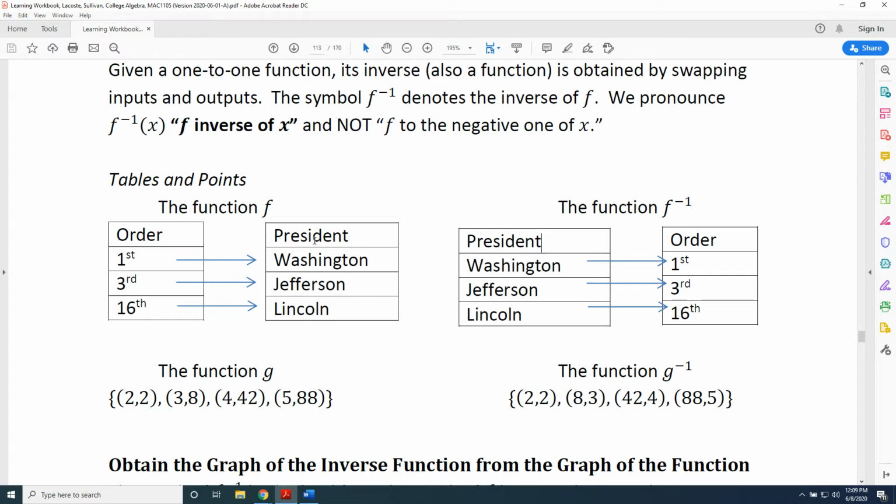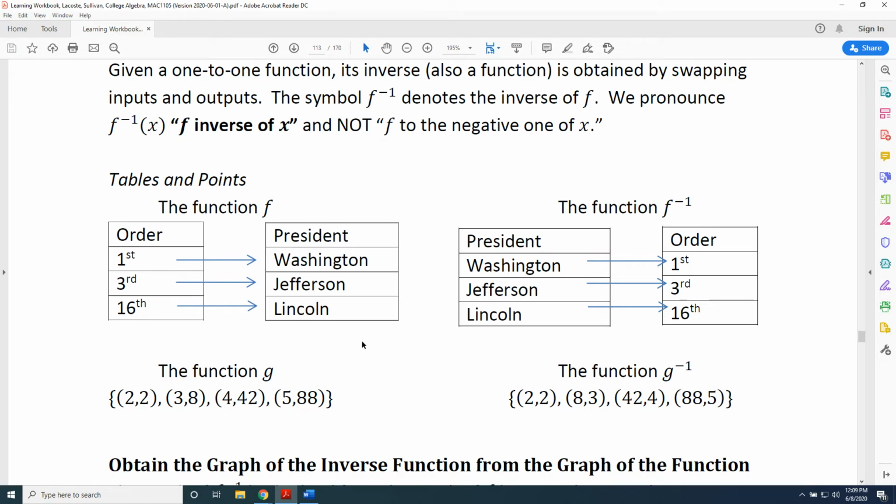When you swap inputs and outputs, you have a new function, and we name that function with this symbol right here. This is the word inverse. So the function on the left is function f. The function on the right is function f inverse. And by the way, President Trump is the 45th president of the United States.